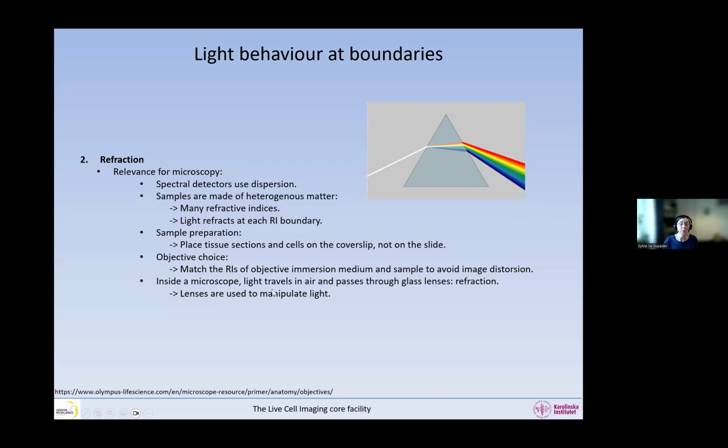Inside the microscope, light travels in air, but once in a while it finds glass lenses. And there we have refraction exactly in the way I've shown here. So we can use lenses to manipulate light. And I'm going to tell you this a little bit later. And that is also very useful. So refraction in some ways is negative for us, and in some ways it's positive. And we can use it to image our sample in a better way.